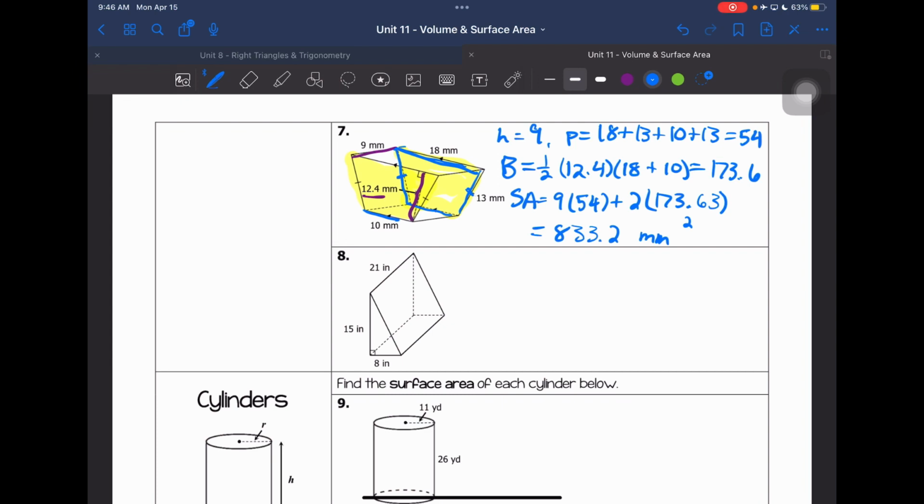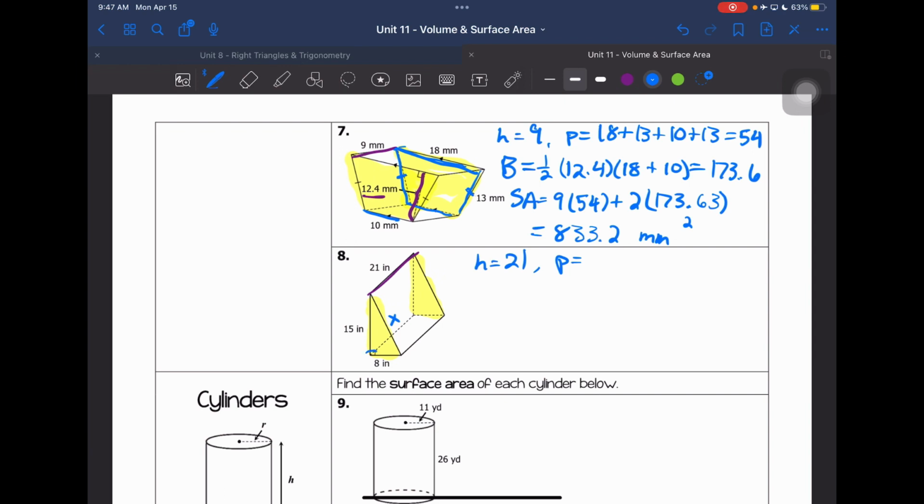Okay, so number 8 is again a triangular prism, and that means that we're going to need to know the perimeter of the base at some point. Let's see if we can find our height. The height is just the line that connects the two triangles, so it would be this one, the 21. To find the perimeter though, you always just have to add up all the sides, and we don't know what this third side of this triangle is in order to find the perimeter. So we're going to have to calculate what that is, and then whatever that is, we add it to the 15 and 8 to get the perimeter.